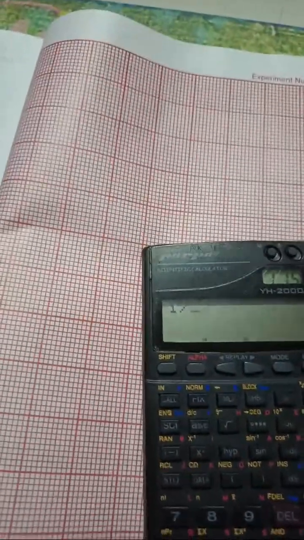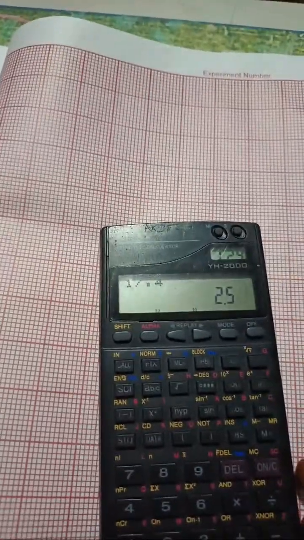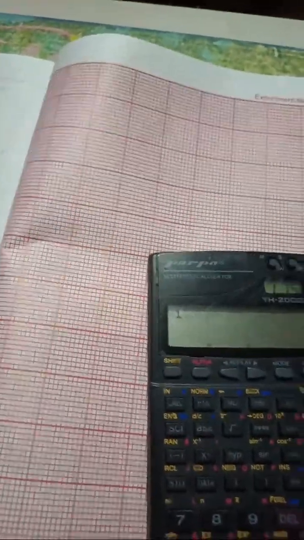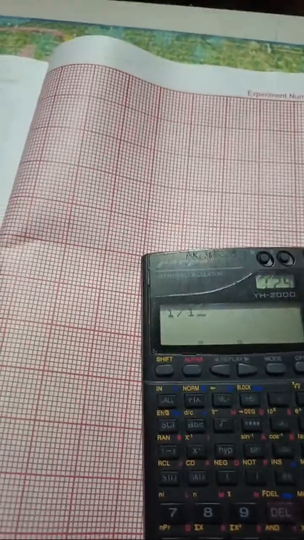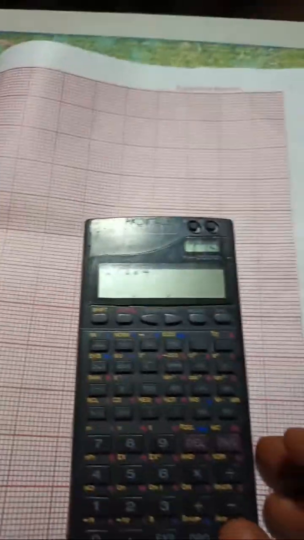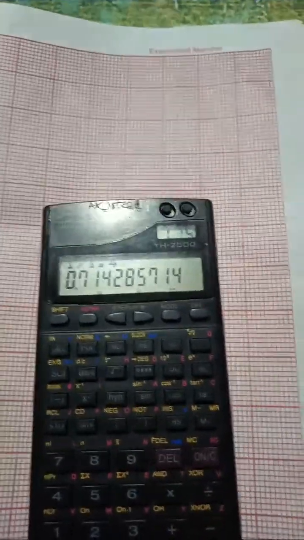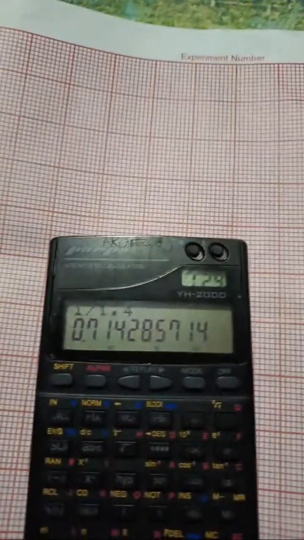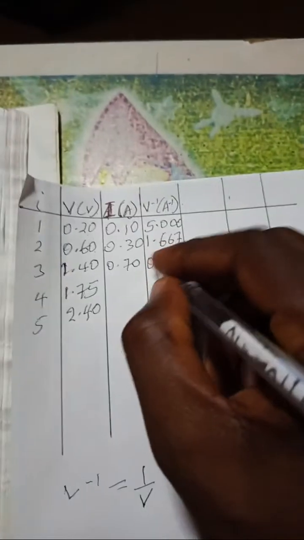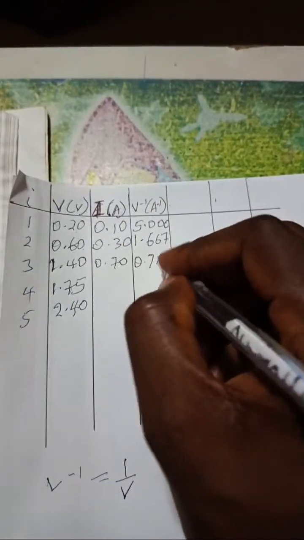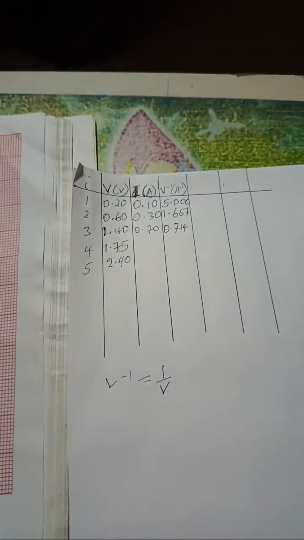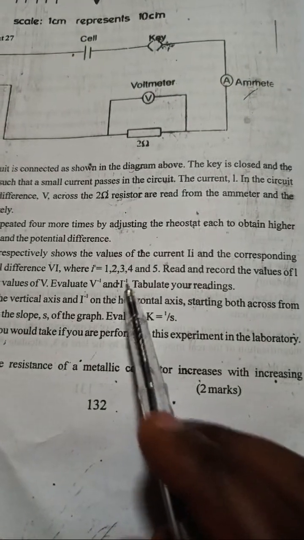So this one is 1.4. So we have to say 1 divided by 1.40. So 1 divided by 1.4 gives us 0 point something. That's why you have it there. So I press fix 9. So that should be 0.714. Okay. So you go to the second one also because they told us also to find I inverse.